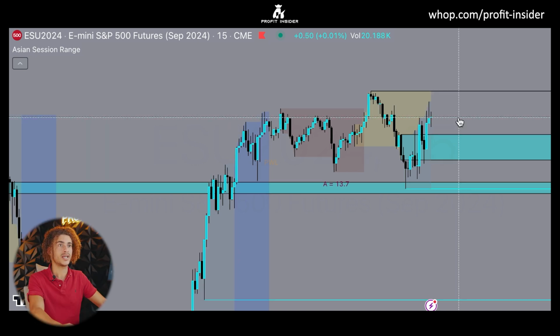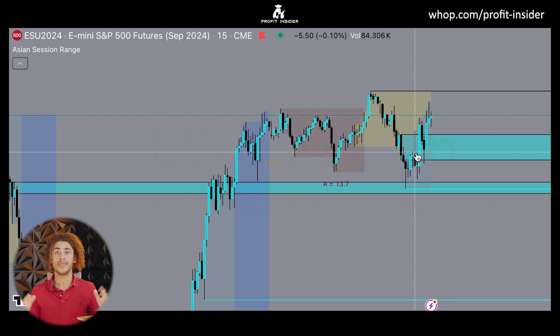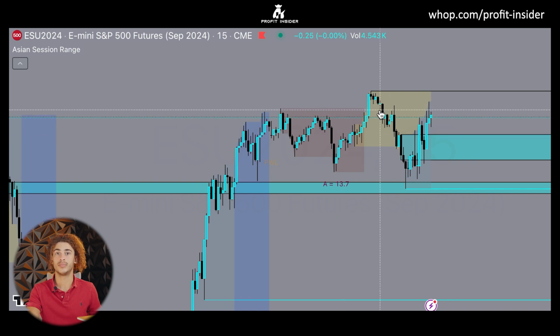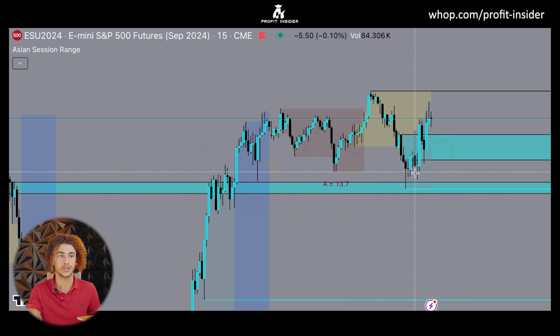So the first thing I do is I get this indicator called Asian Session Range. You can find this on TradingView. It's completely free. This indicator shows you the different sessions. So right now I'm looking at the Asian session, then I'm looking at the London session, and then I'm looking at the New York session in blue.